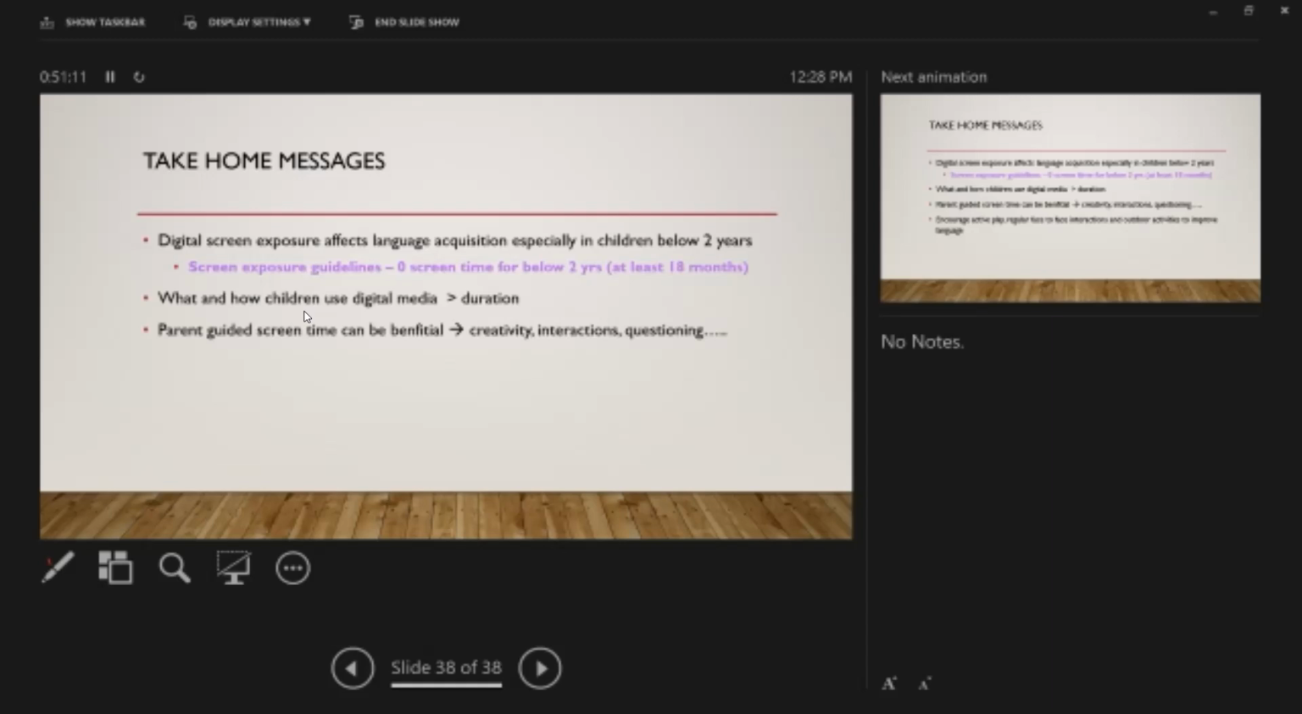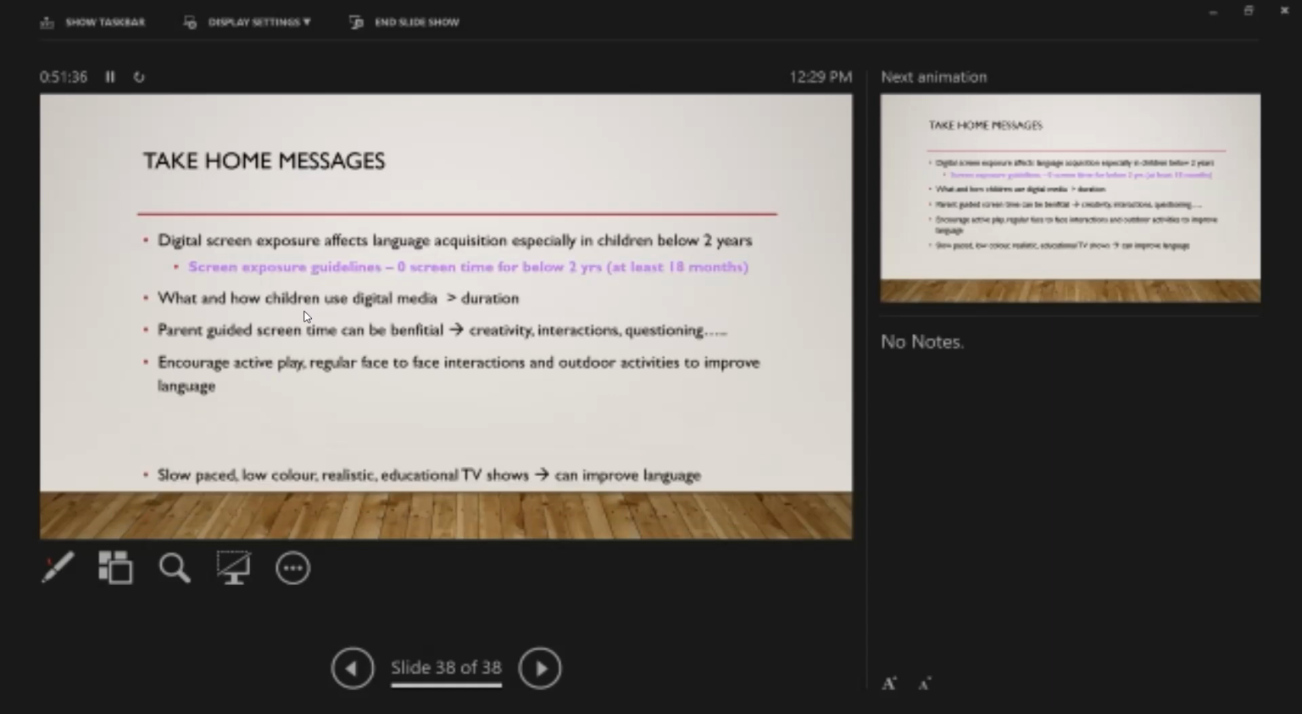Then parent-guided screen time can be beneficial compared to solo screen time, because it will enable the child to be creative, interactive, and ask questions. Then encourage active play, regular face-to-face interaction, and outdoor activities to improve language. With these activities, the child's language will improve rather than being glued to a screen.